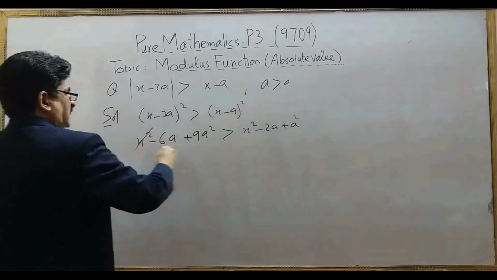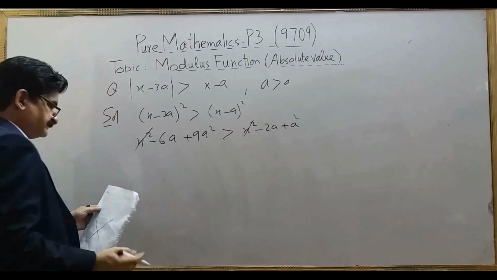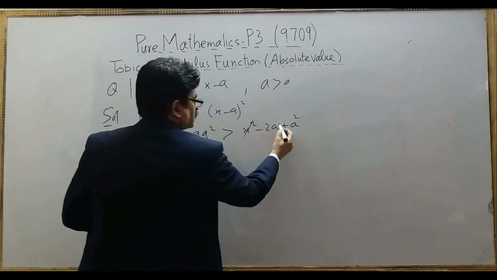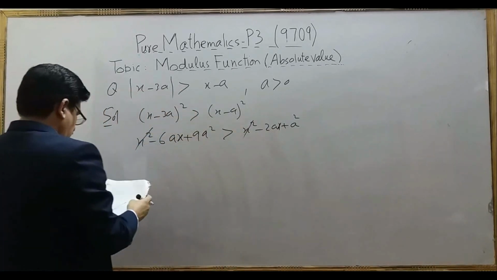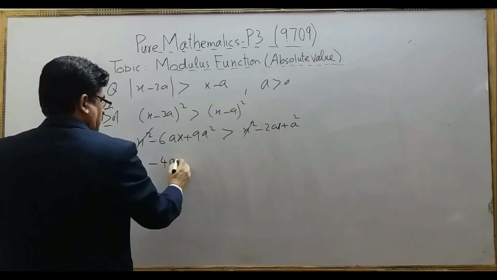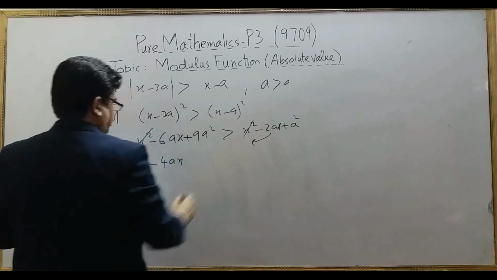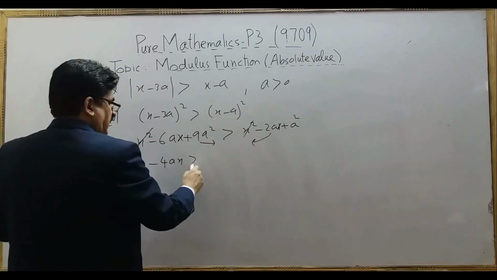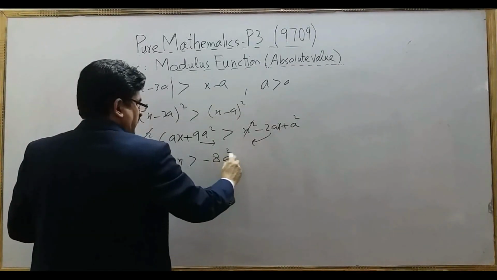Now x square cancels with x square. Here you have x, this is also x. Shift it to the left. So this is minus, this will become positive. Shift it to the left and shift it to the right, and this is now greater than minus 8a square.